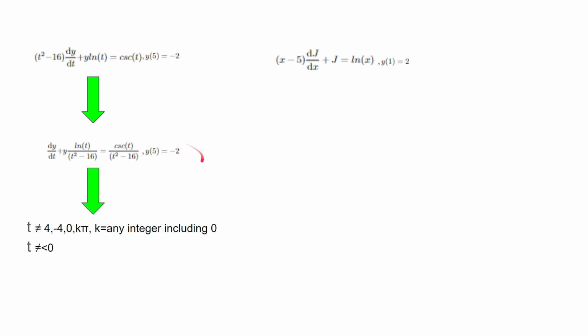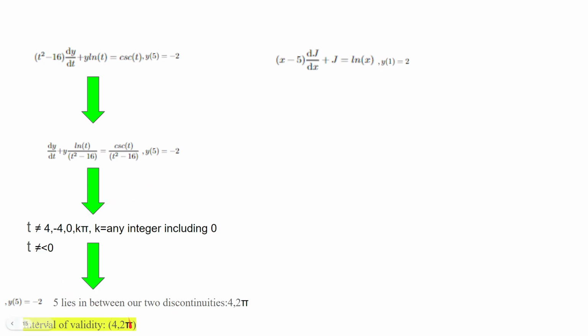And then we look at our initial value here. It's given y of 5 is equal to negative 2. So for the specific initial value, you could also write out a number line, put all these discontinuities on it, boom, boom, boom, boom, boom, to visualize it. And you'd say, oh, 5 lies between the two discontinuities, 4 and 2 pi. Boom. Because on the left side, the closest discontinuity, if you're looking at it like a number line, is 4. And on the right side, since it's any integer multiple of pi, it's 2 pi, which is approximately like 6 point something.